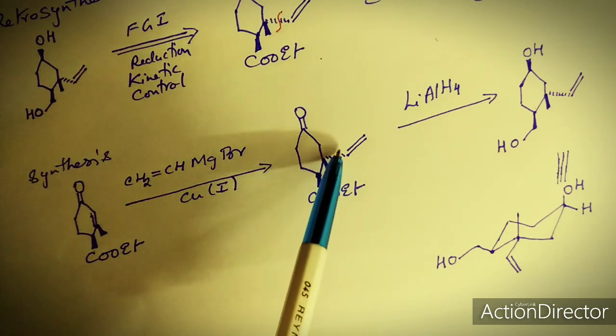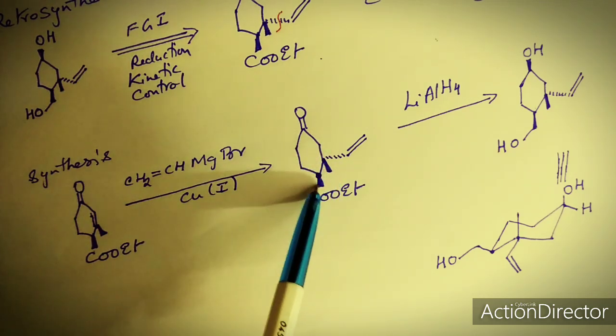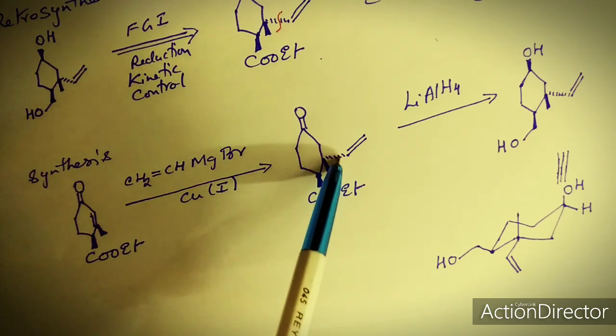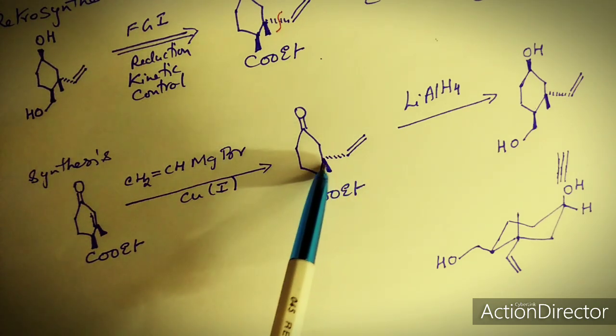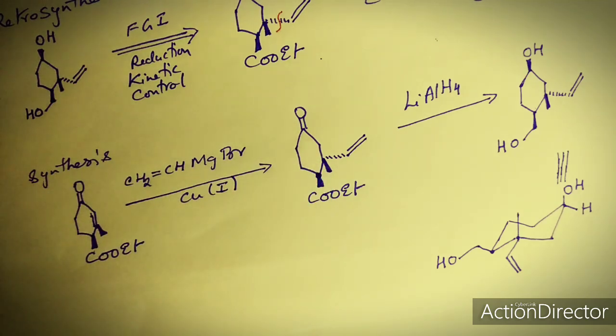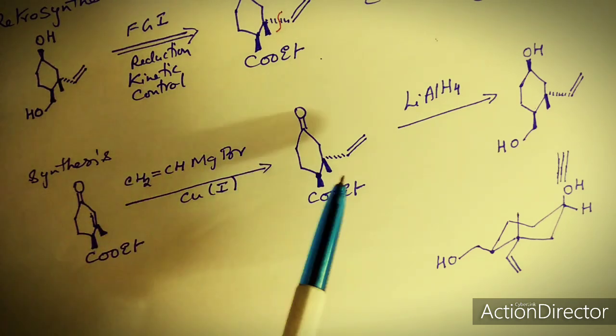Trans to this means that if this is equatorial, then this is also equatorial. Trans. This is a bulky group, so trans to this. So we will get our trans product. So see, there is a high level of stereoselectivity as well, because this bulky Grignard reagent can't attack from the same side.